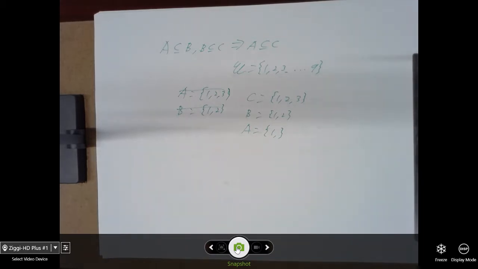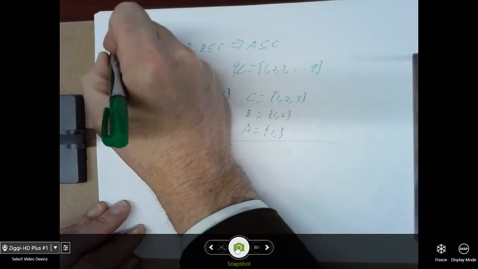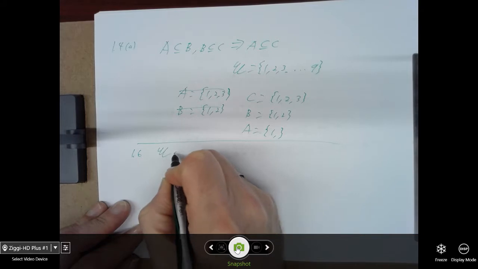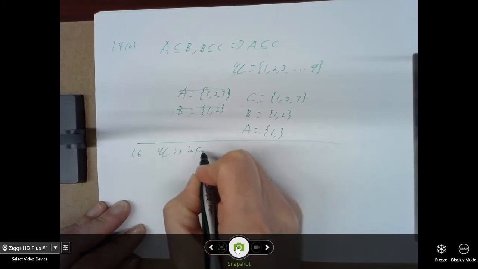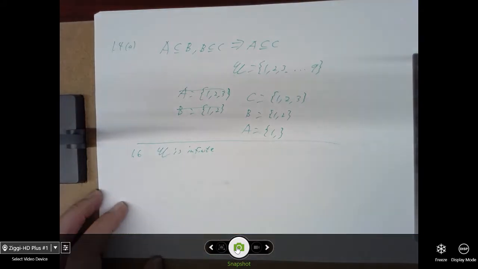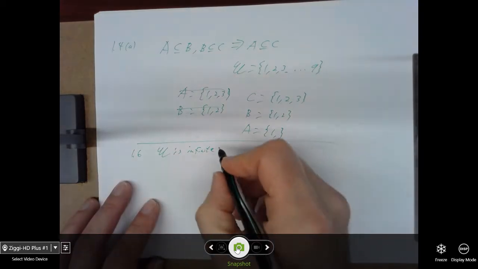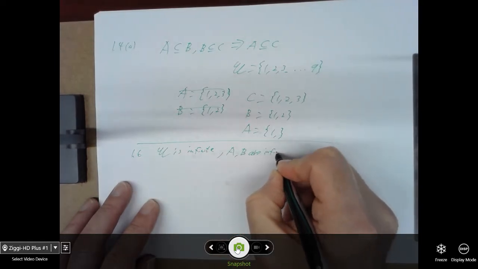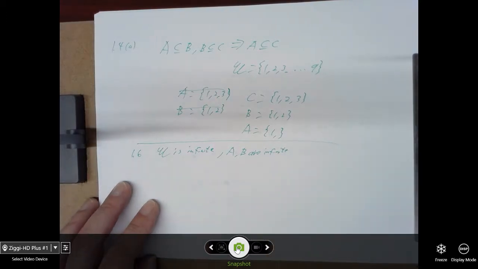Yeah. Now that we're in 1.2, can we go over the concepts in number 6? Number 6. Yeah. Suppose U is an infinite universal set. So the universe has an infinite number of things in it. And suppose A and B are infinite subsets. So they have an infinite number of things.